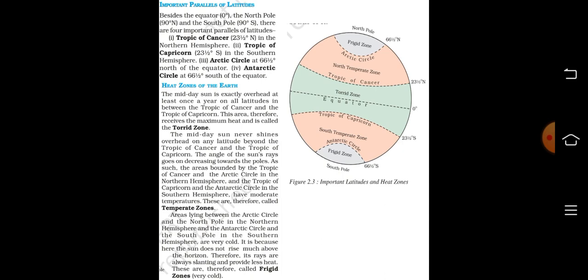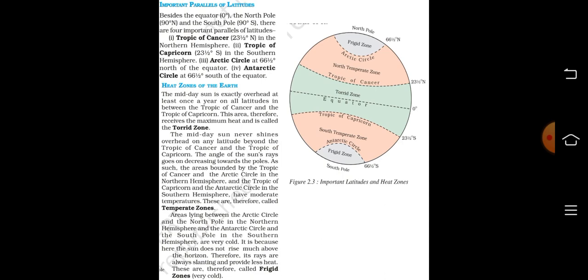there are four important parallels of latitudes. First, the Tropic of Cancer, which is at 23.5 degrees north in the northern hemisphere. Second is the Tropic of Capricorn, which is at 23.5 degrees south in the southern hemisphere. Third is the Arctic Circle, which is at 66.5 degrees north of the equator, and the fourth is the Antarctic Circle, which is at 66.5 degrees south of the equator.